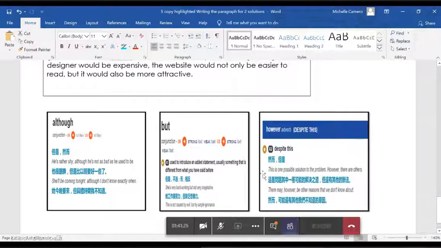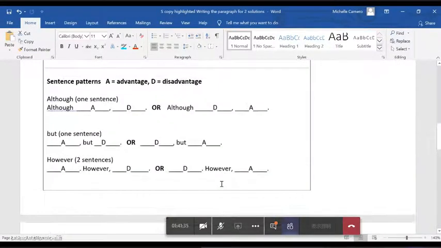All right, so we've talked about although, but, however. How do you use them in a sentence? Again, some of you are probably like, I know how to use them in a sentence, but let's just review really quickly. And those of you who don't, well, then here you go. All right, so here are the sentence patterns. Now for this, I wasn't going to write everything out. So A equals advantage, D equals disadvantage.